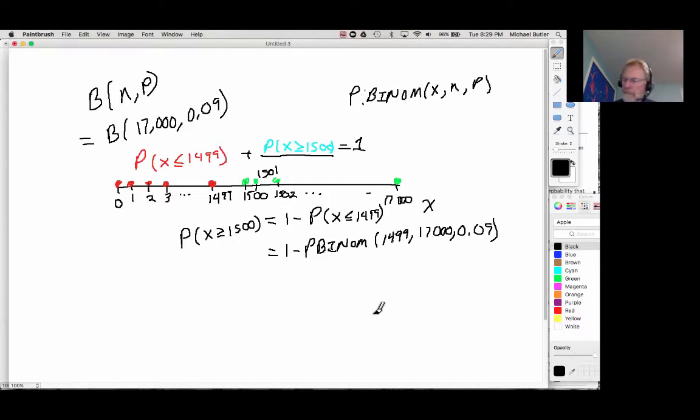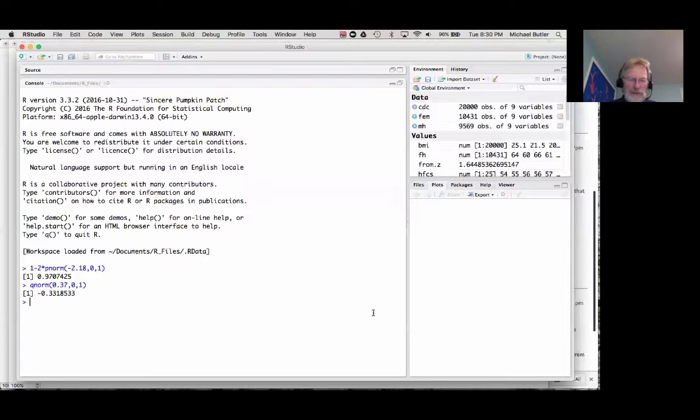Okay, this is probably one of the hardest problems you're going to work all semester, just to let you know. Okay, so let's go into R and do that. So that's 1 minus pbinom. By the way, when I graded it, if they put 1500 in there, I still took it. I didn't ding any points for that.